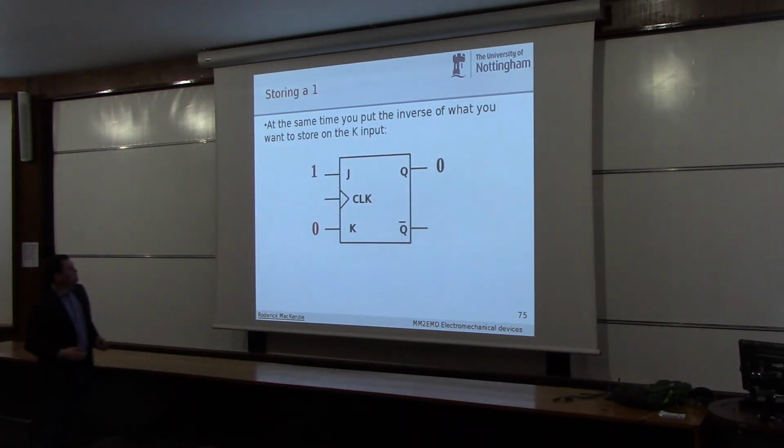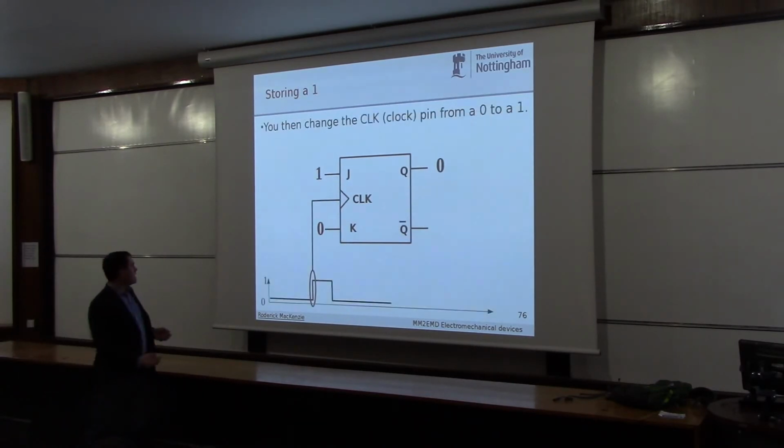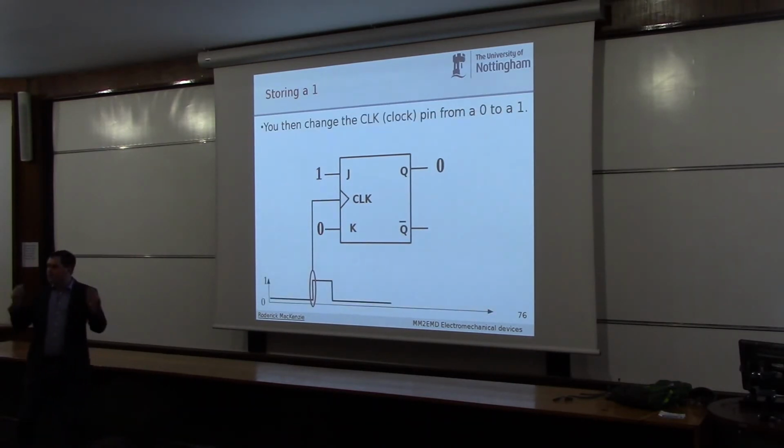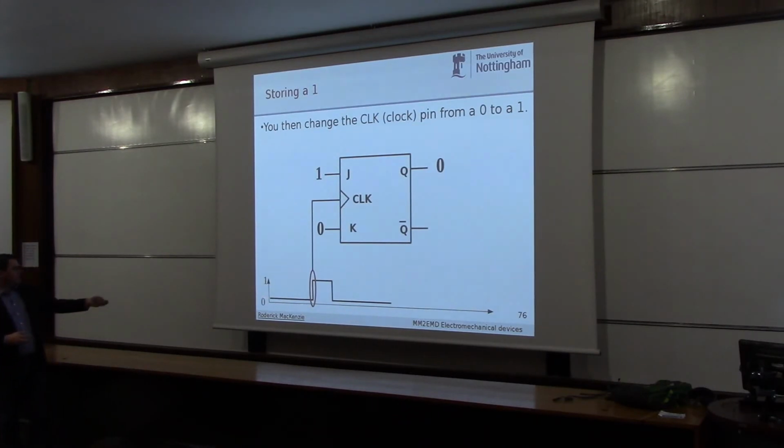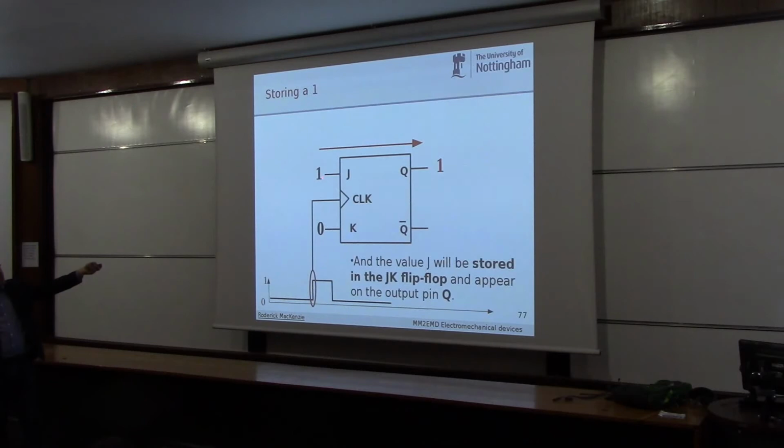So we go back to this flip-flop. We want to remember a 1. We've put a 1 on the J pin and a 0 on the K pin. So what we do to make this circuit remember this 1 is we apply a clock pulse, a single clock pulse. So we just go off, off, off, off, on, bang, then off. And on this rising edge here, so as we go from 0 to 1, what will happen is this flip-flop will remember what's been put on the input, so it remembers. And the 1 that's been put on the input goes to the output, and it's stored. Okay?